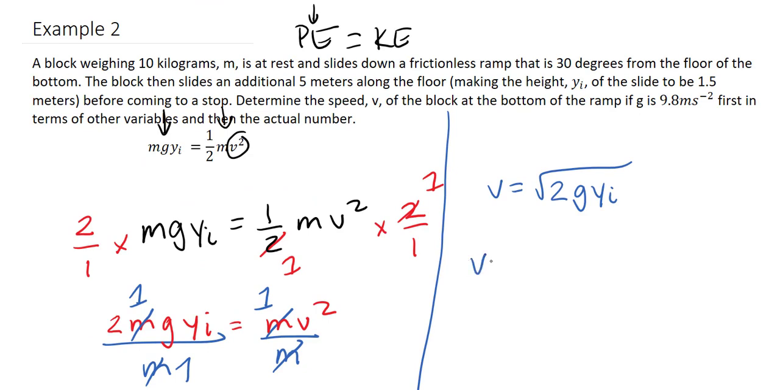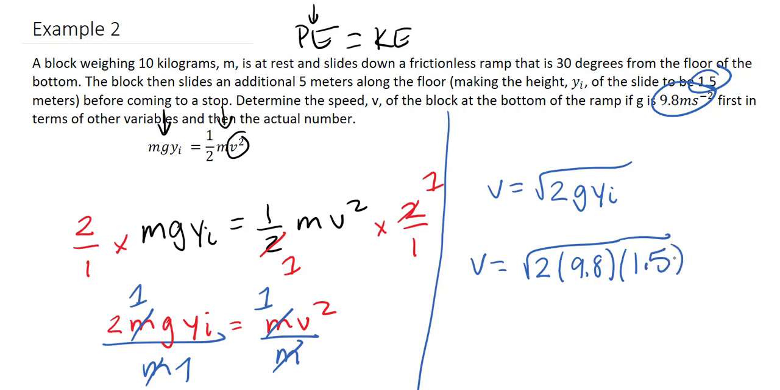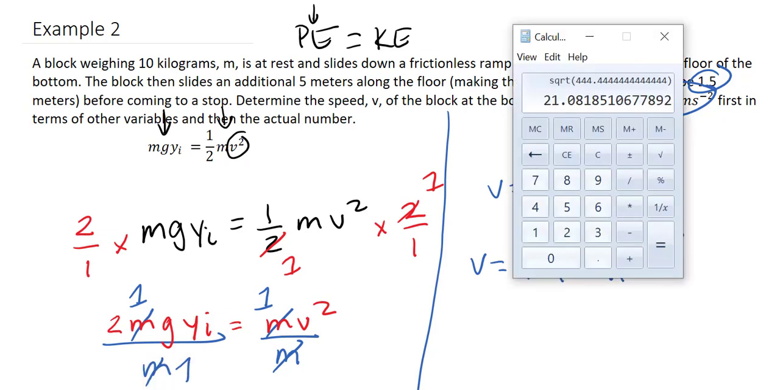So V is equal to the square root of 2 times G, which is given to us as 9.8, and then we need to find Y, which is given to us as well, 1.5. So now we can go ahead and multiply all these numbers and take the square root of that number. So let's get our calculators out.